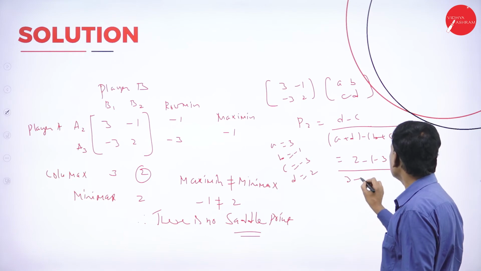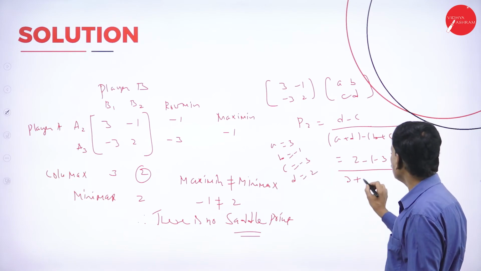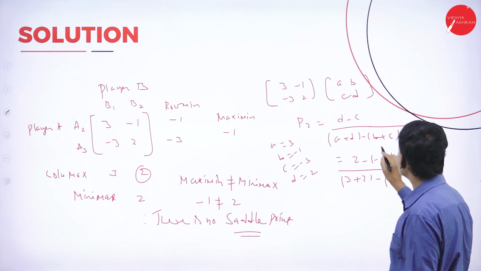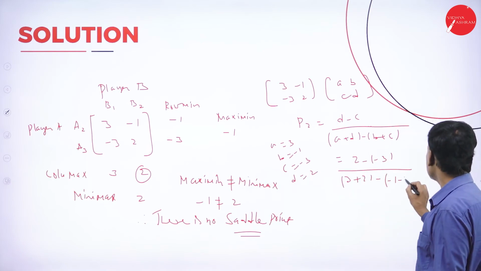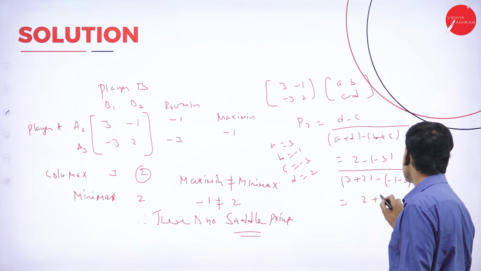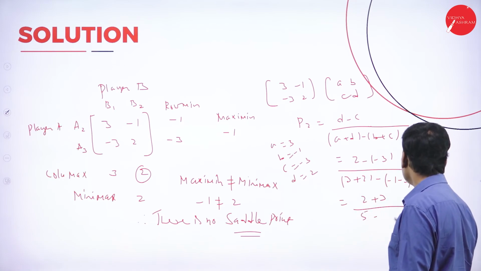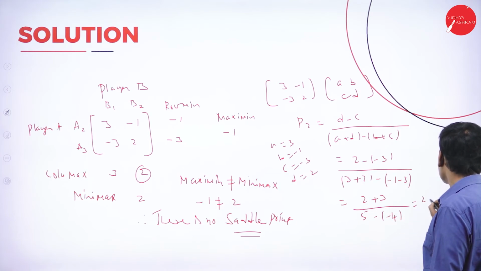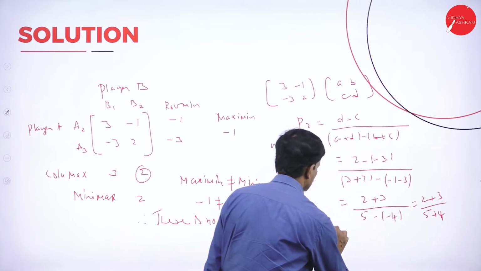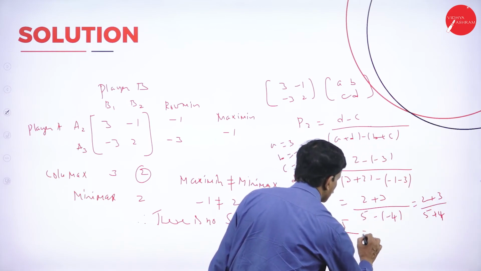A is 3 plus D. D is equal to 2. 3 plus 2 minus B. What is B? Minus 1. C is equal to minus 3. So this is 2 plus 3 divided by 5 minus of minus 3 minus 1, which is minus 4. So this is 2 plus 3 divided by 5 plus 4. So this is nothing but 5 divided by 9.